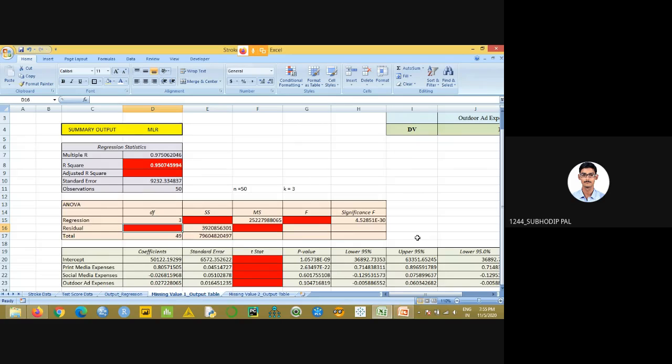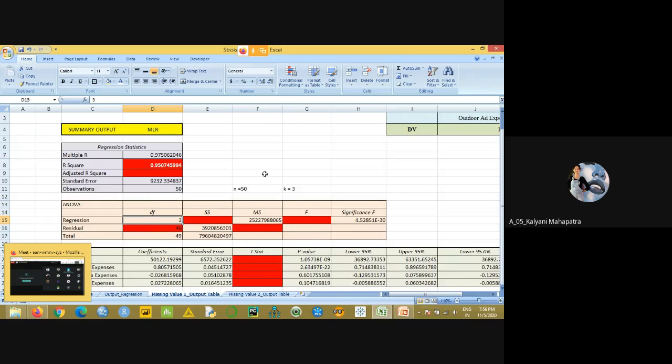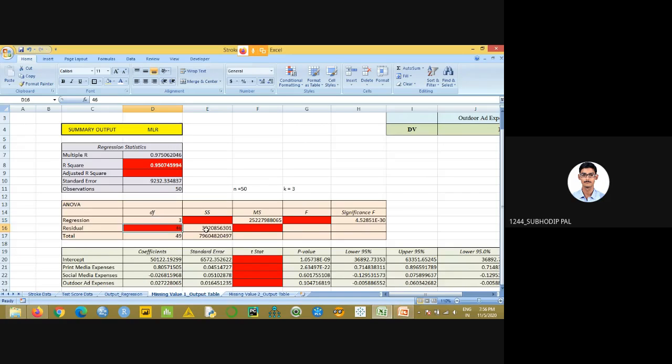What is the degree of freedom for residual? N minus k minus 1, right? So n is 50, so 46. Is there any other way that I can calculate the residual degree of freedom using this one only? I know the total degree of freedom, 49, and I know one part. Total minus regression: 49 minus 3 will also give me this value, 46.